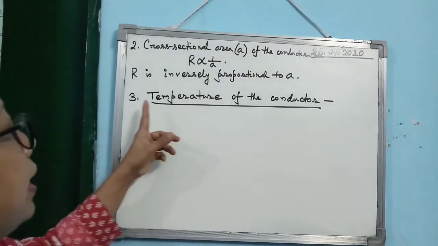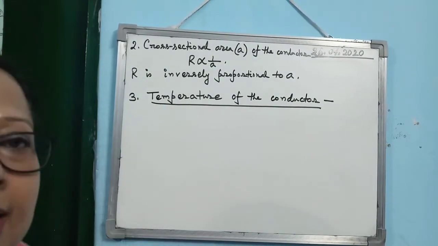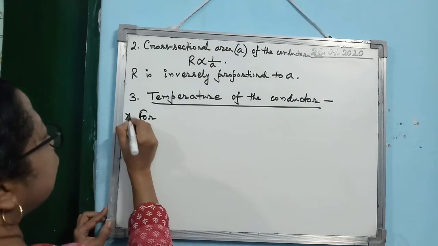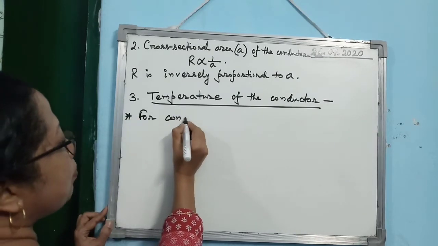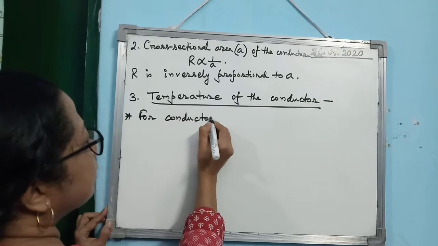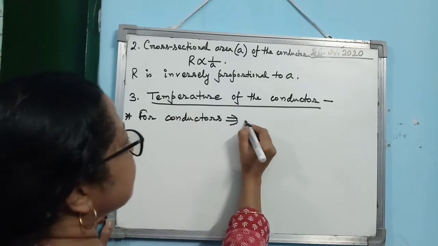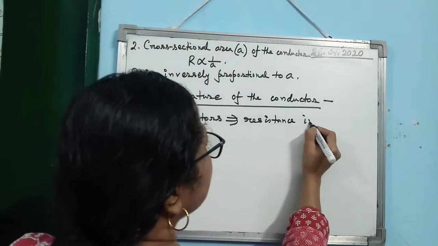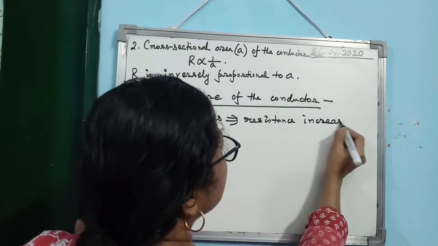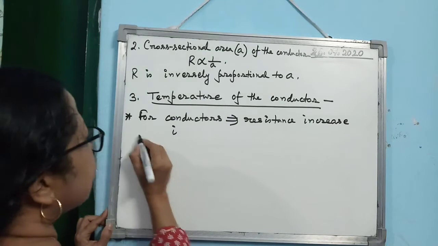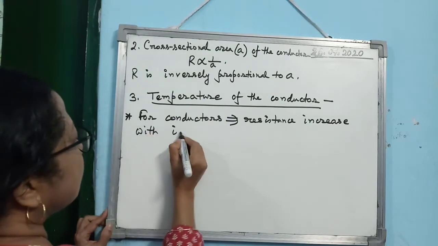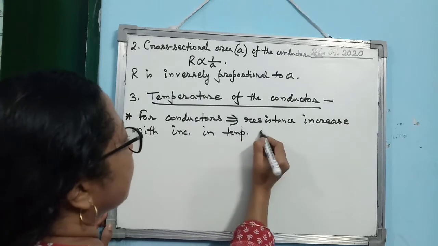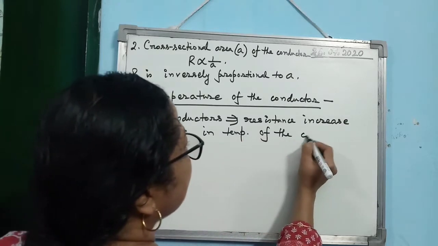The next factor is the temperature of the conductor. Now for conductors, here there are 3 points. You must write it down separately. For conductors, resistance increases with increase in temperature. Resistance increases with increase in temperature of the conductor. Alright.